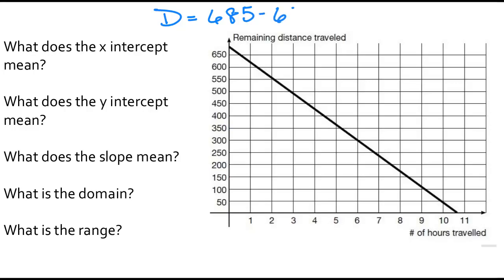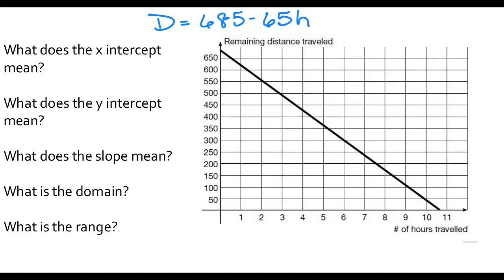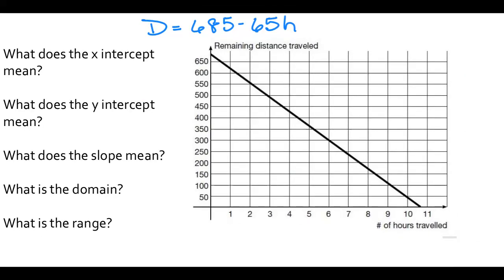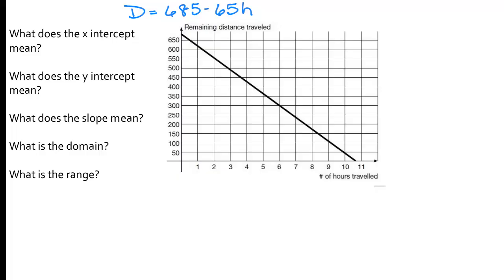minus 65H. Wow, that is a weird equation. Not really, but it doesn't have the X and Y like we're used to. Okay? All right. So the first question says, what does the x-intercept mean?